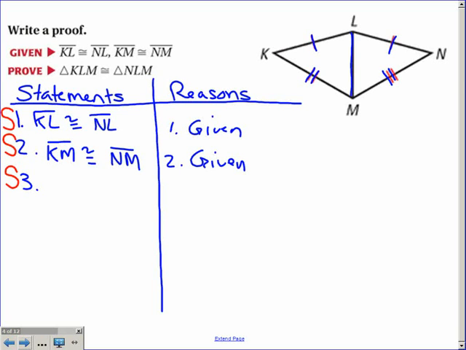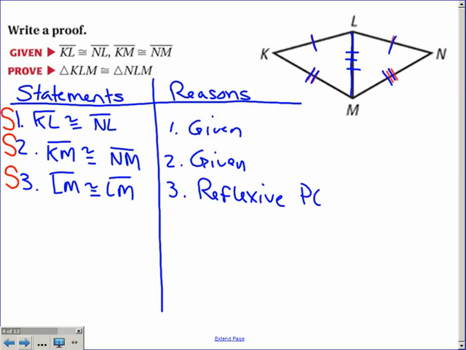What's the third side of the triangle on the right? LM. Can you prove that a side is congruent to itself? Yeah. So LM is congruent to LM. Again, these are segments. And what is the reason for that? Okay, you can't just say reflexive. Property of congruence. It's property of congruence because we're using the congruence symbol here. So property of congruence, and we'll see that several times today.